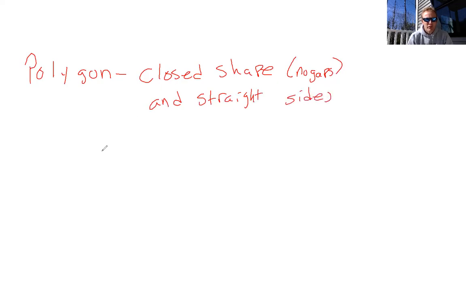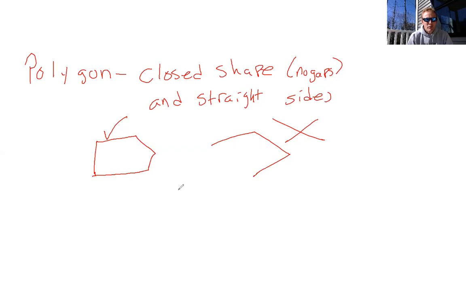So I'm going to draw a couple of things here. If I drew that, make sure that's connected, check mark, that is a polygon. It has straight sides. I didn't draw them perfectly straight because I'm a terrible artist, but it has straight sides, and it's a closed shape. If I drew that, it is not a polygon because it has straight sides, multiple sides, but it's not closed. It has a gap right there. It's open, so that's not a polygon.